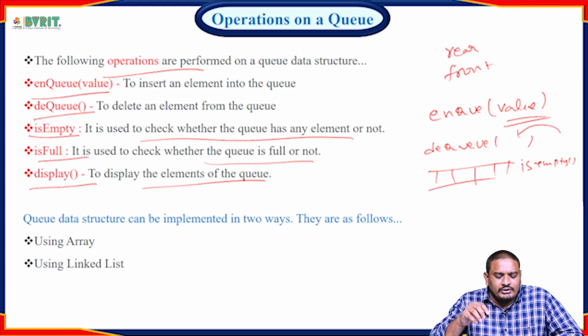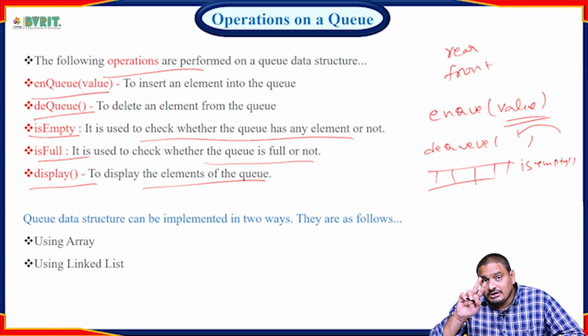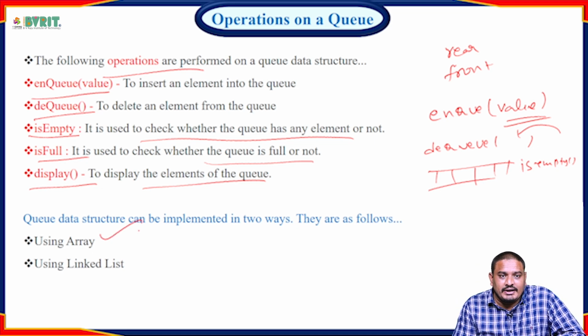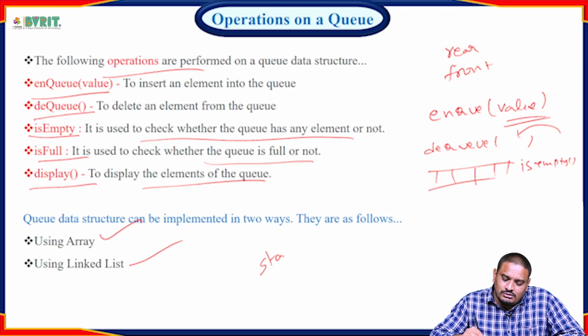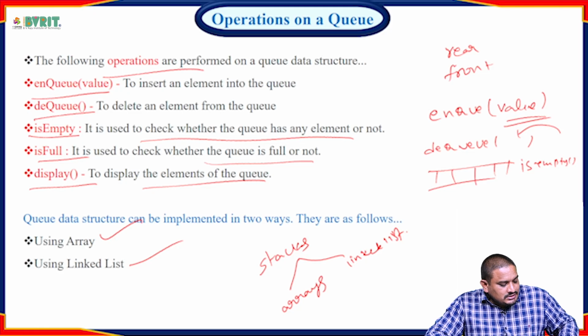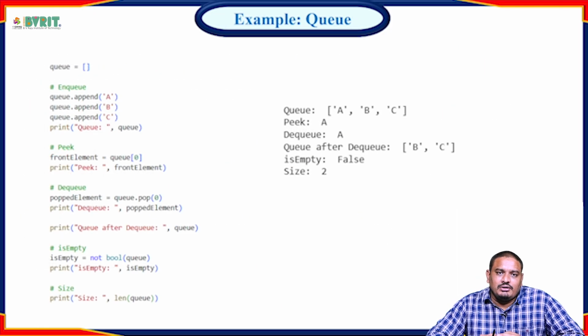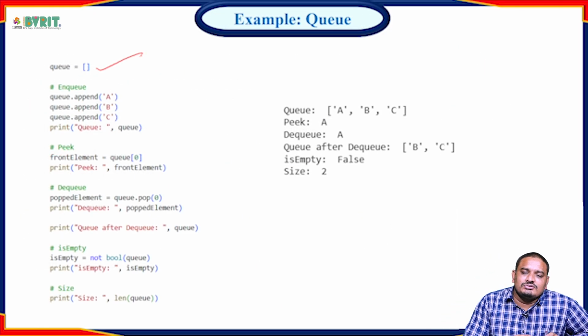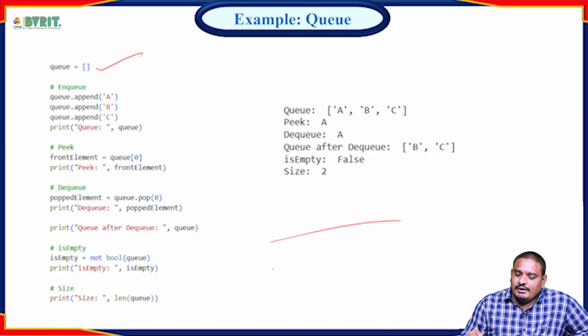Here, the Q data structure can be implemented in two ways. First one is by using arrays, and also linked lists. Not only Qs, stacks are also implemented by using arrays and linked lists. See the example of the Q operation. Initially, first we are creating the Q by using Q equal to square brackets. Now, the Q is created in that example.